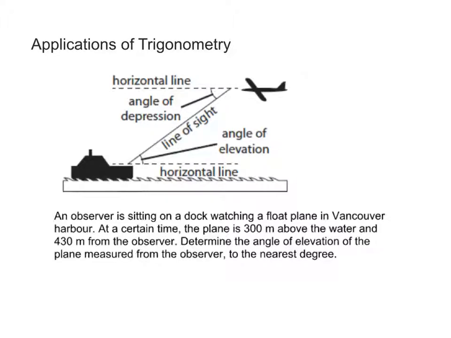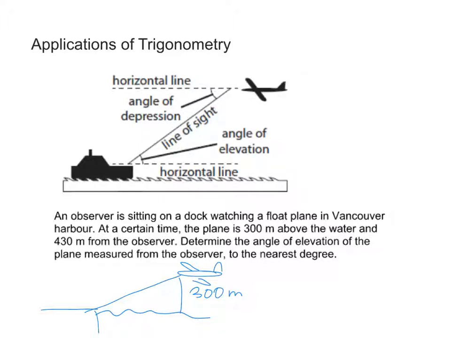So we have the dock here and the water, and there's a person sitting there, and there's this airplane up above. The person is looking up at the airplane, watching the airplane. It says that the airplane is 300 meters above the water, so this is 300 meters. Do you see your right triangle there already? Here's the right triangle.